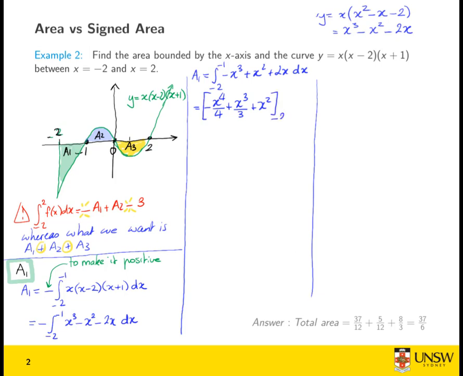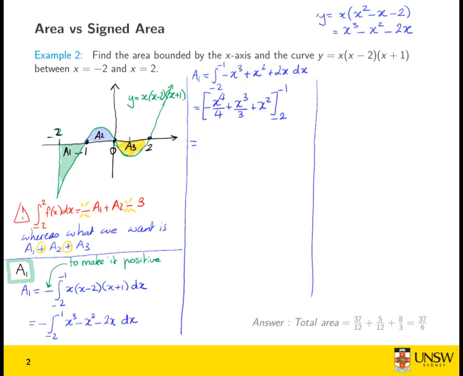Keeping track of the endpoints. And then we sub in the endpoints. You will have to be careful with the signs when you do so.